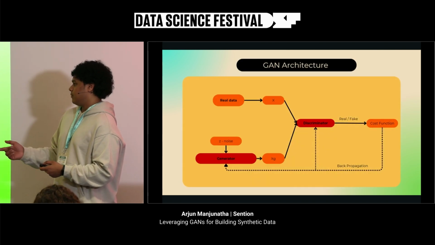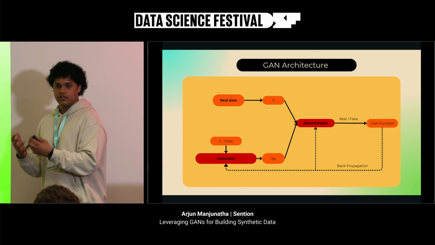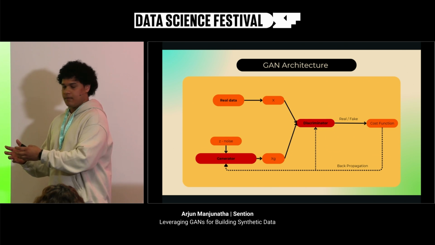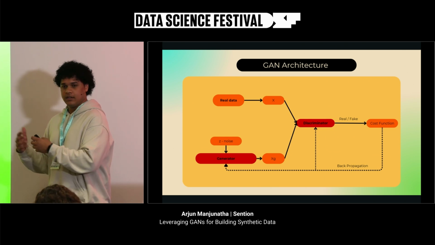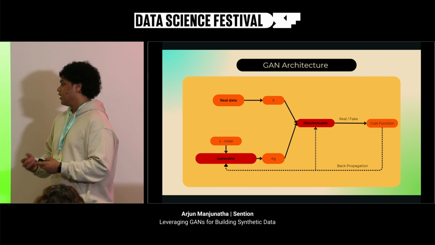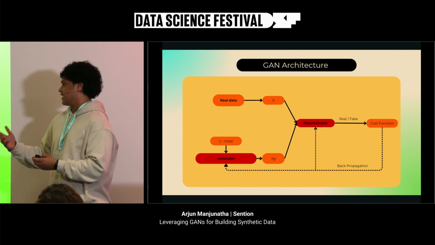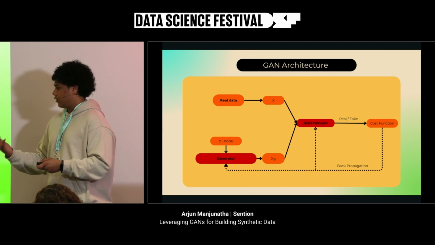Going in a little bit deeper, the generator's job is to generate data, and the discriminator's job is to classify the generated data, whether it's real or fake. The generator takes in random points, and then the discriminator classifies whether it was real or fake.